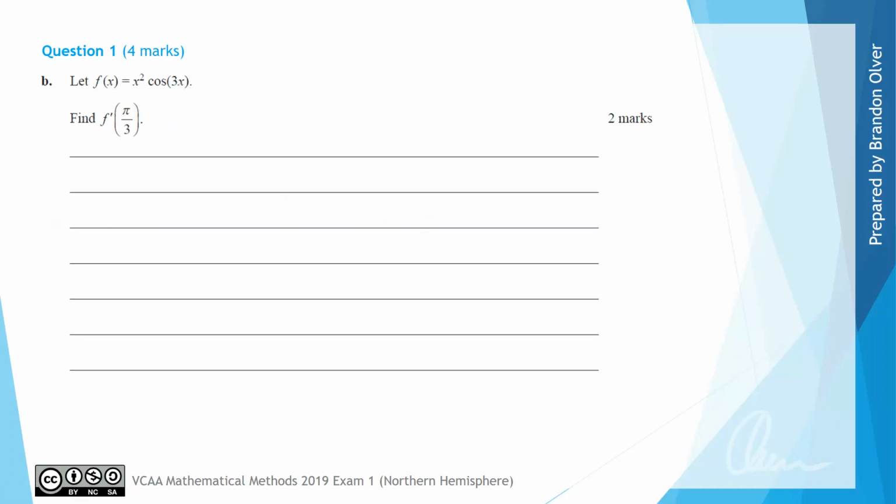For part B, we have let f of x equal x squared times cos of 3x, and we're asked to find f dash, the derivative, when x is pi on 3. So for this question we recognise two functions multiplied together, which means we can use the product rule. So applying the product rule, we need to let u equal x squared, so that's the first function being multiplied here, and that means v is the second function being multiplied, which is cos of 3x.